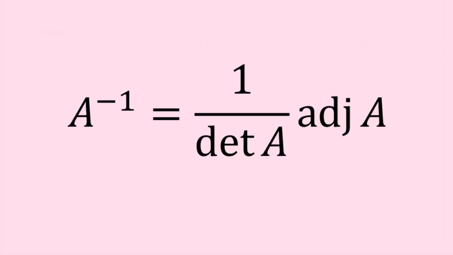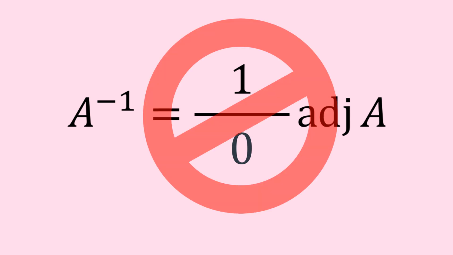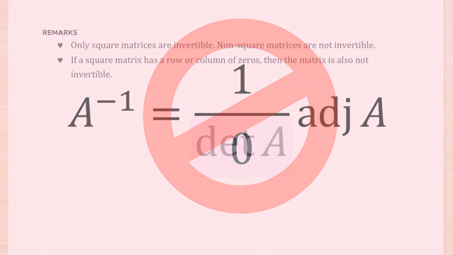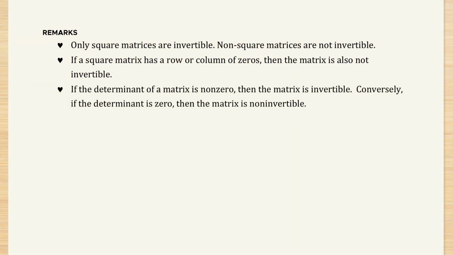The formula to find the inverse of any matrix is 1 over det A times the adjugate of A. So then, if we have a row or column of zeros, then det A is going to be 0. 1 over 0, we can't do that. Division by 0 is undefined. Therefore, a matrix is only invertible, we can find the inverse, if its determinant is non-zero. If the determinant happens to be 0, then we cannot find the inverse of that matrix.